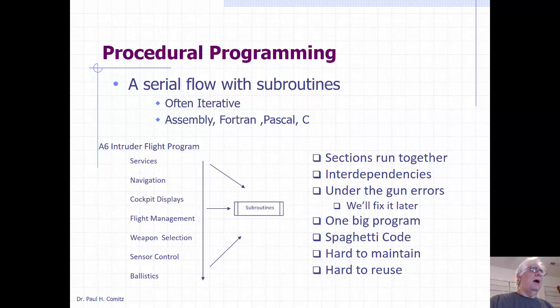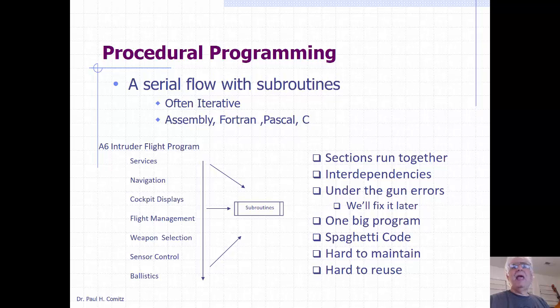So let's take a look at an example near and dear to my heart. One of my first jobs out of college, I was an assembly language programmer for the U.S. Navy A-6 Intruder aircraft, a carrier-based naval aircraft. The A-6 Intruder flight program was a serial flow, and you can see me moving the mouse here. It began with services, things like real-time clock services, interrupt services, all your trigonometric functions, sines, cosines, that kind of thing, utilities, if you will.